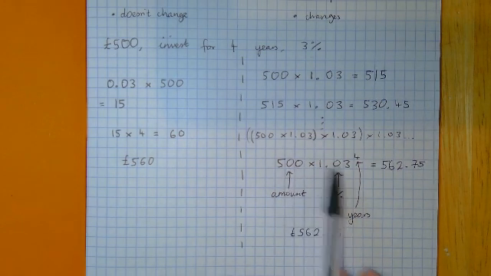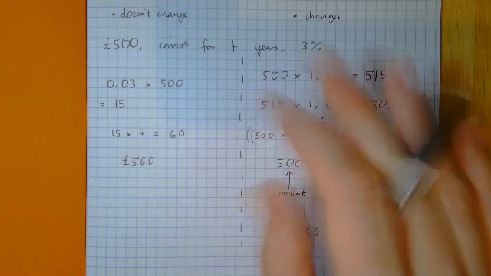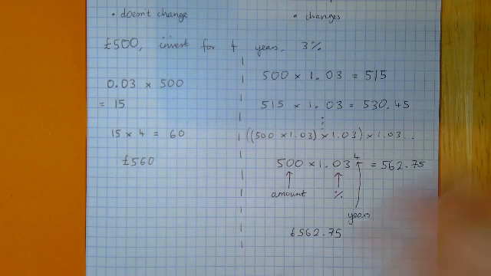Okay, so as a general rule, you're going to have the amount, you're going to times it by the percent, and then it's going to have the number of years.